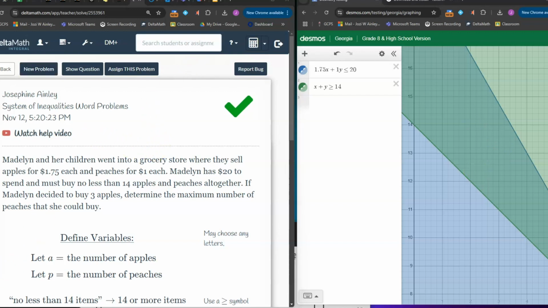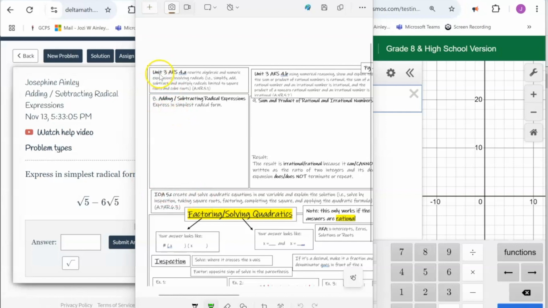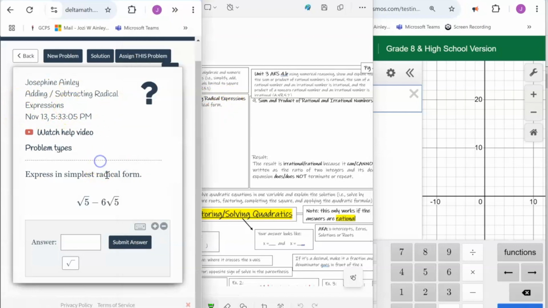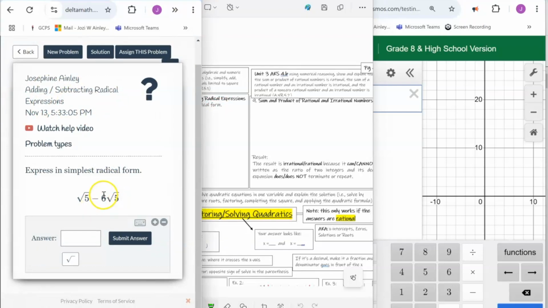Let's practice. All right, guys, we're going to take a look at AKS 4A, rewriting algebraic and numeric expressions with variables and radicals. In other words, can you simplify, add, subtract, and multiply radicals limited to square roots and cube roots? We're going to specifically look at how to add and subtract radical expressions and express these in simplest form. So here's a Delta Math example, and I want to make sure I cover an easy one before I go to the one where you have to simplify.